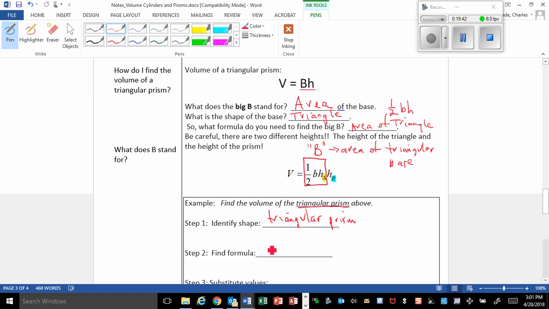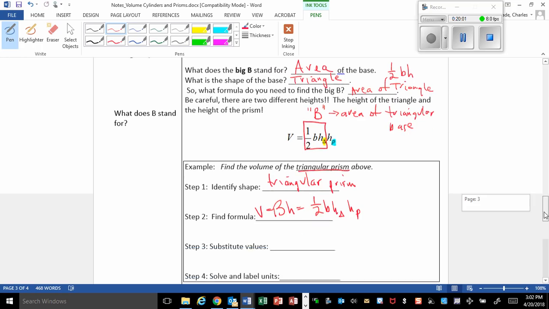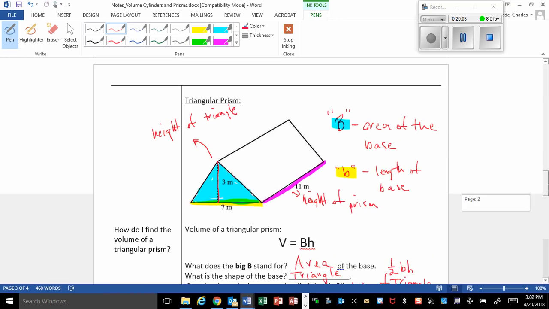All right, so again, we got the formula, which, see how our formulas are all the same, but within that big B, it means different things. So that actually means 1/2 base times height of the triangle versus the height of the prism, little p there. Okay? And then we're going to substitute in the values. Alright, so we're going to scroll back and forth. Now, let's do it up here.